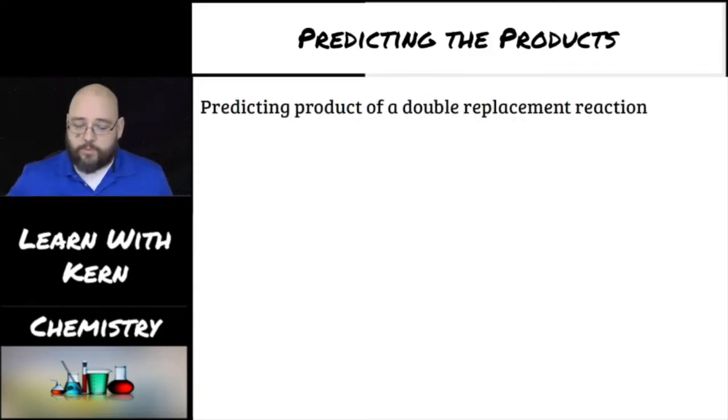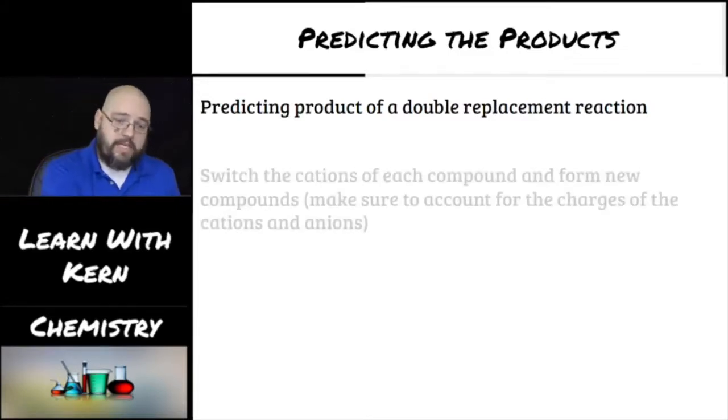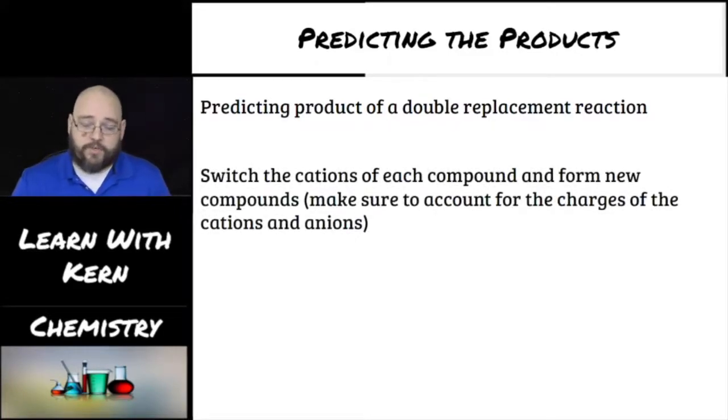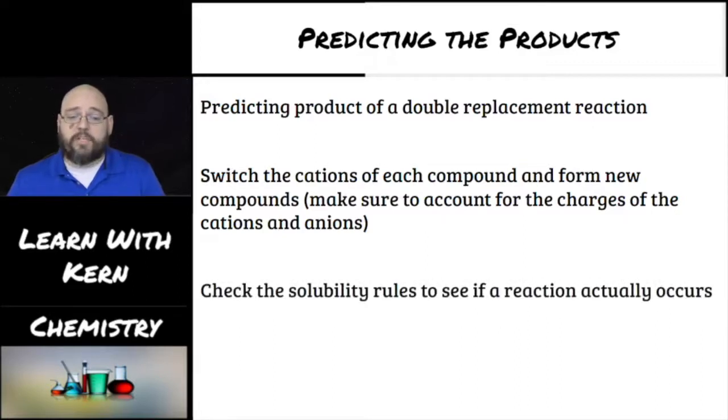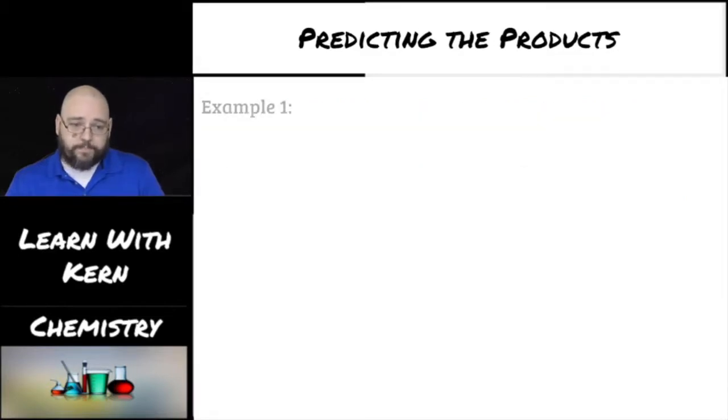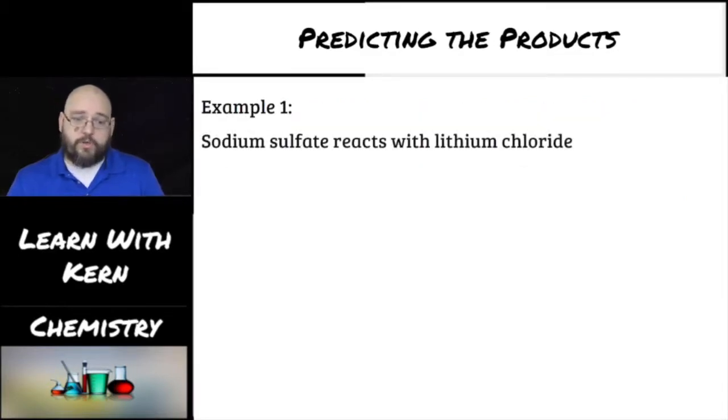Now, to predict the products of a double replacement reaction, you have to look at the solubility chart. All right, we switch the cations of each compound to form a new compound, making sure to account for the charges of the cations and anions. So you still have to account for the charges. You can't just switch them and keep the same subscripts. You have to switch them and keep the charges intact. Then you check the solubility rules to see if the reaction actually occurs. Okay, so let's look at our first example here. Sodium sulfate reacts with lithium chloride.